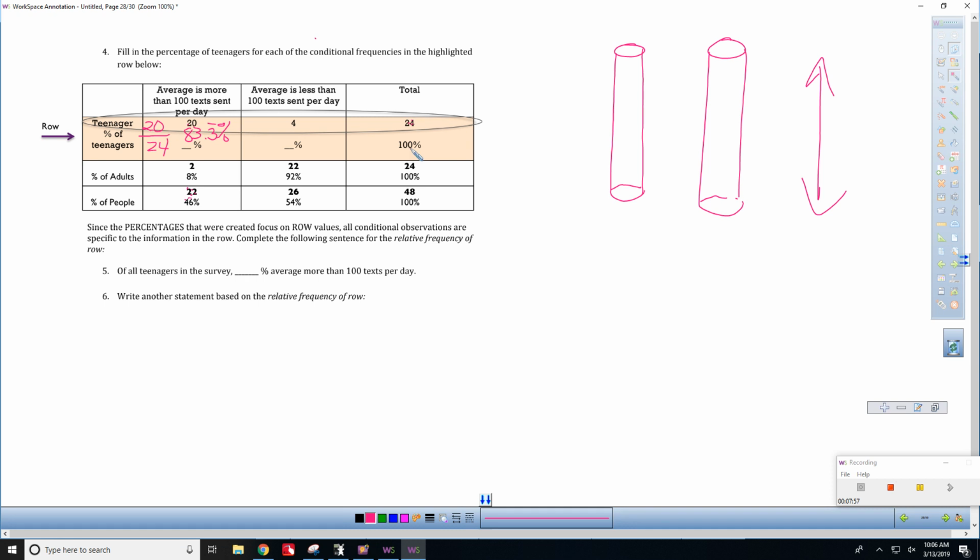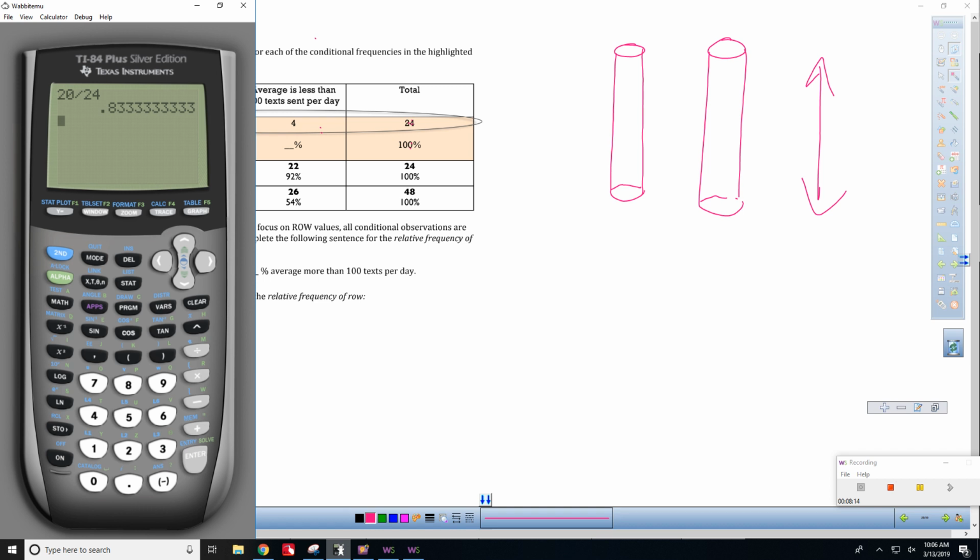Okay? Now, I could find this really easily without doing math. I mean, I would still need to use it. But I could just do 100 minus 83.3, right? Because you either send more than 100 texts or you don't send more than 100 texts. So I'll just do that, minus 100. That's going to give me the no.